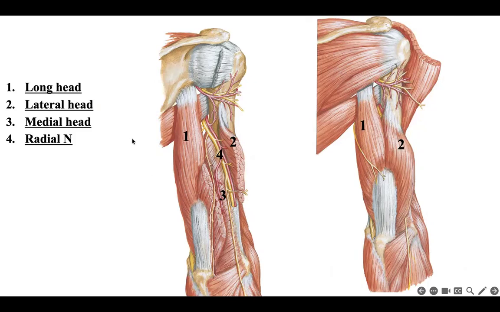This is regarding the heads. Number one, long head. Number two, lateral head. And four, this is a nerve in between the heads, named the radial nerve.